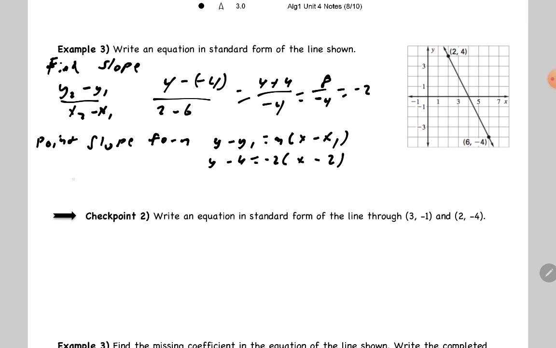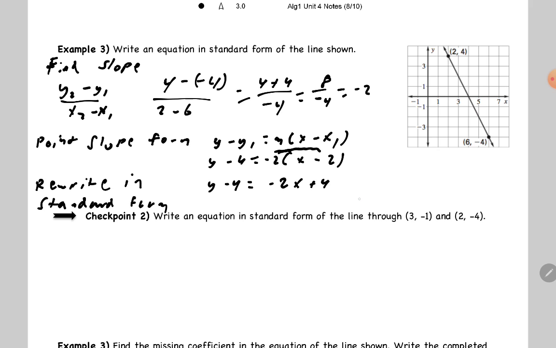Okay. Now we're going to rewrite in standard form. And the way to do that is to basically solve for the constant. So y minus 4 is on this side, and then I'm going to distribute the negative 2 in there. So I'll have y minus 4 equals negative 2x plus 4. I'm going to move this negative 4 over to the right side by adding 4.